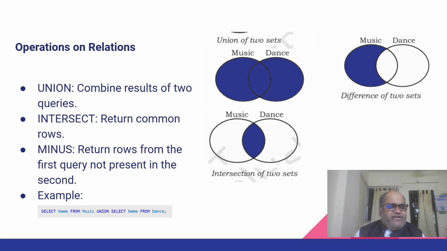How will you write a union clause? Select name from music and then select name from dance, and you can apply a union keyword between the two subqueries. What will happen here? It will take all the names from music, it will take all the names from dance, and then it will take a union, which will be a combination of all the unique names from both the sets. What would have happened if it was intersect? Only common names. And what will be minus? Only names from music that are not present in dance.